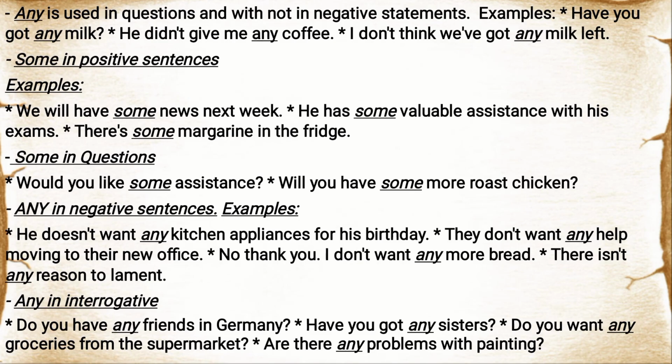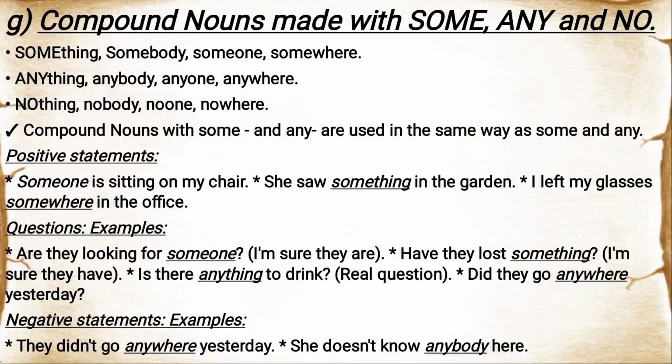Examples: Do you have any friends in Germany? Have you got any sisters? Do you want any groceries from the supermarket? Are there any problems with painting? G. Compound nouns made with some, any, and no.